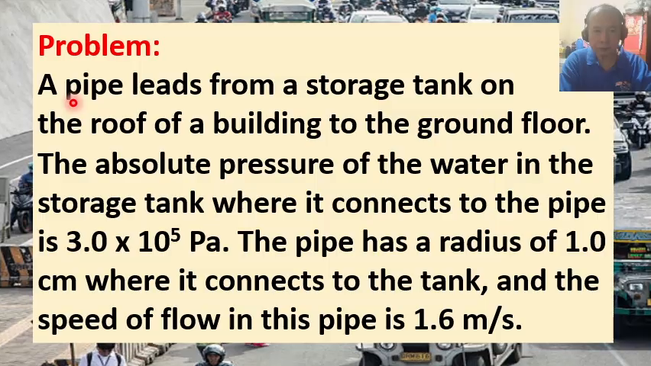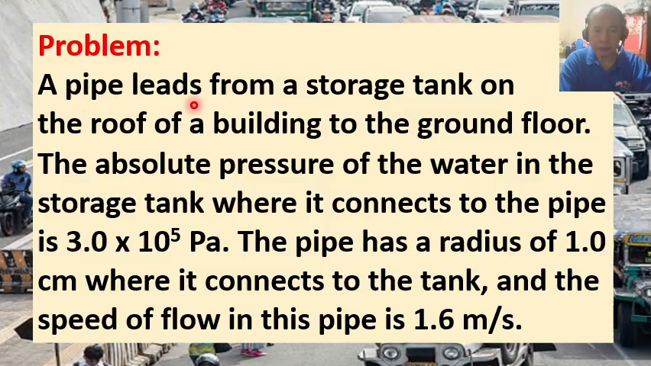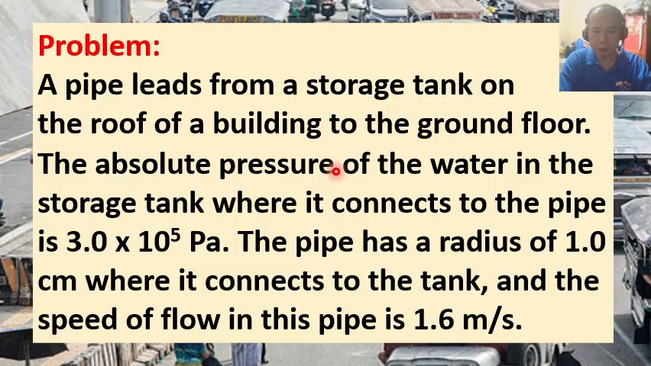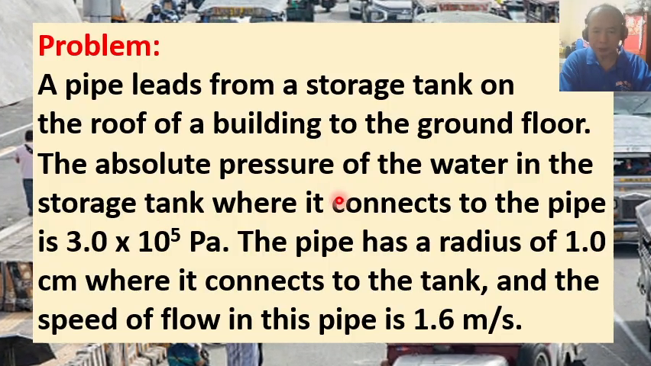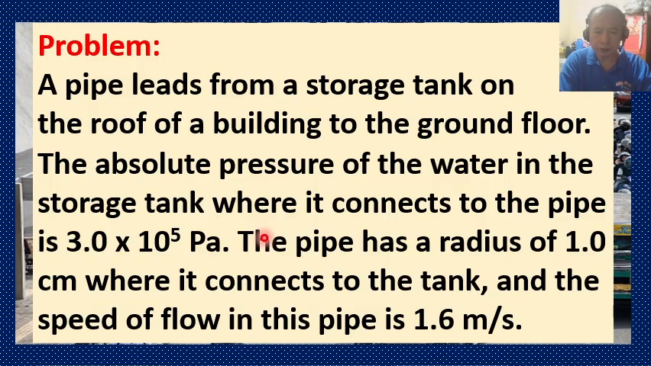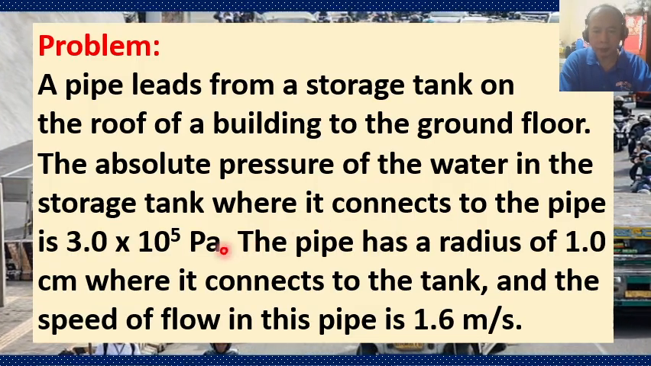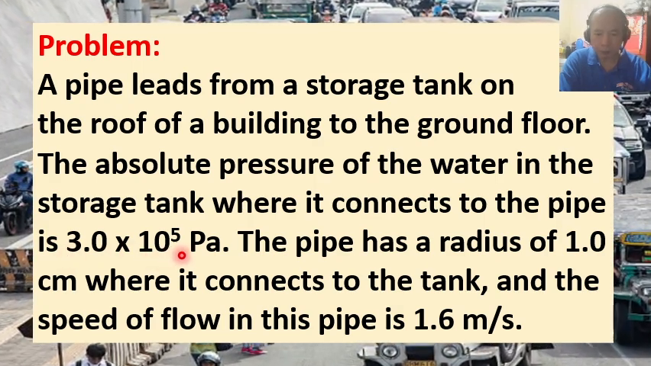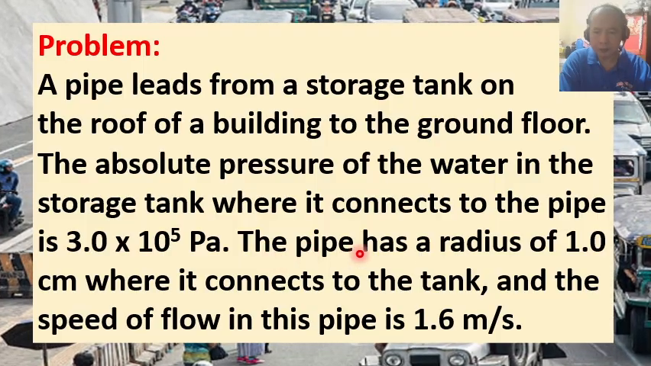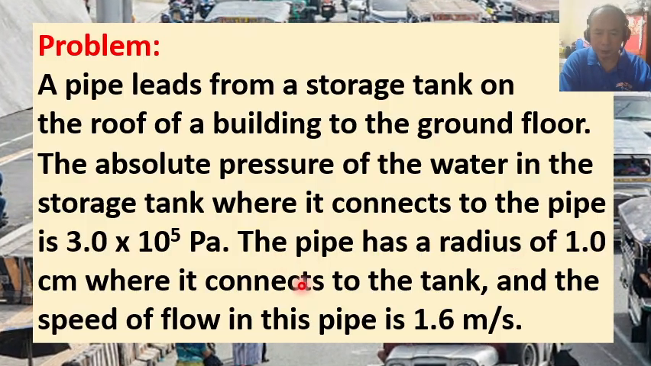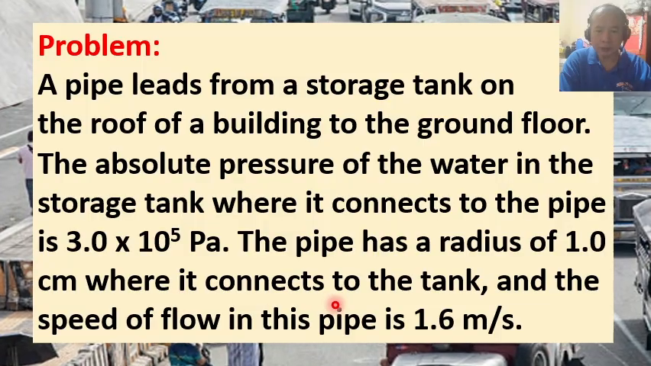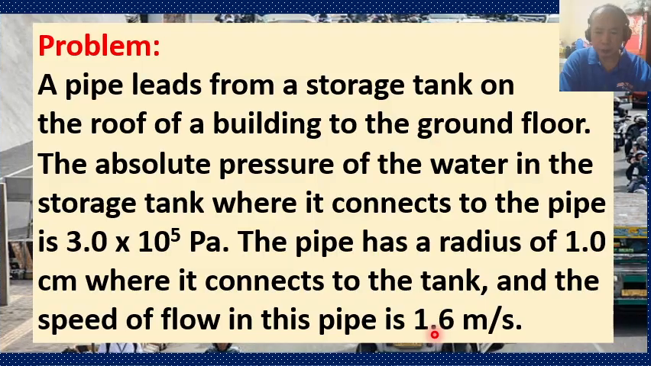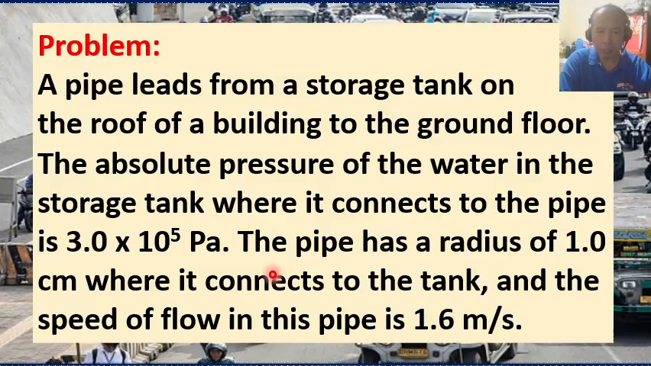The problem is a pipe leads from a storage tank on the roof of a building to the ground floor. The absolute pressure of the water in the storage tank where it connects to the pipe is 3.0 times 10 to the fifth power Pascal. The pipe has a radius of 1.0 centimeters where it connects to the tank, and the speed of flow in this pipe is 1.6 meters per second.